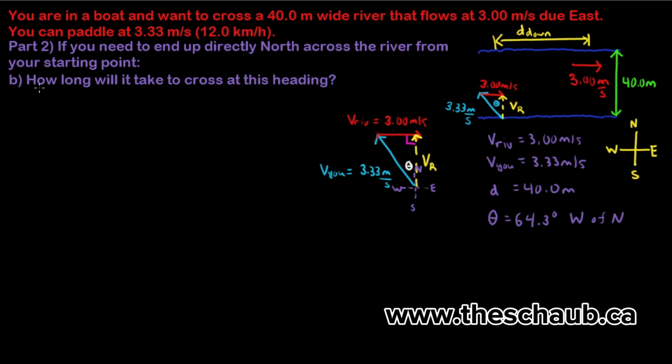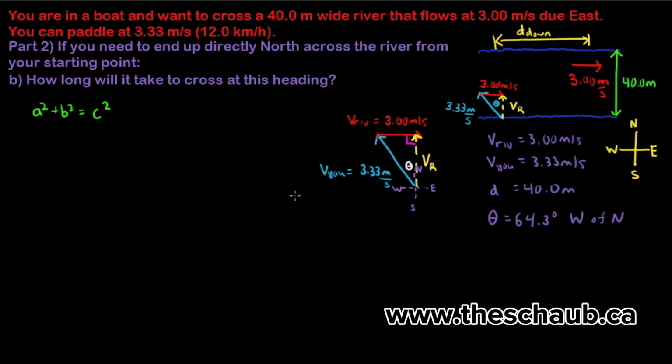In part B, we're asked how long will it take to cross at this heading? Well, to find out how long it'll take to cross, we first have to find out how fast we're going, our VR here. Again, this is a right-hand triangle, so we can use the Pythagorean theorem to solve for VR. So we can use a squared plus b squared is equal to c squared to solve for our VR.